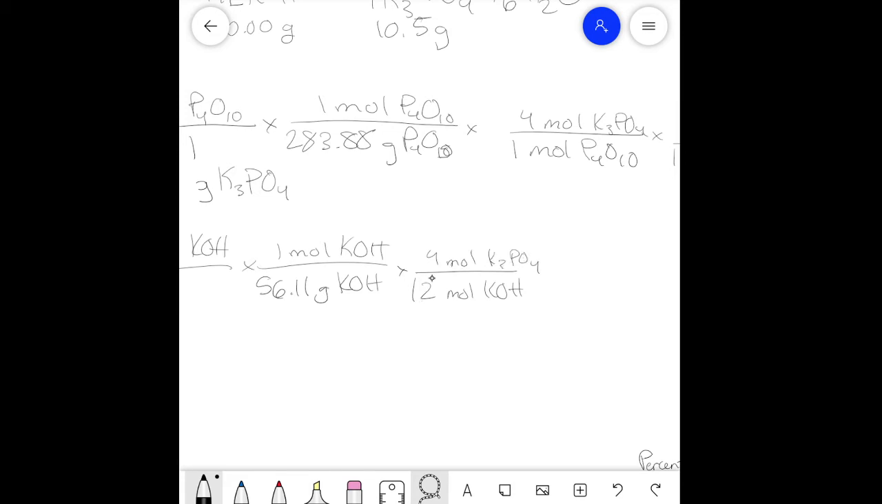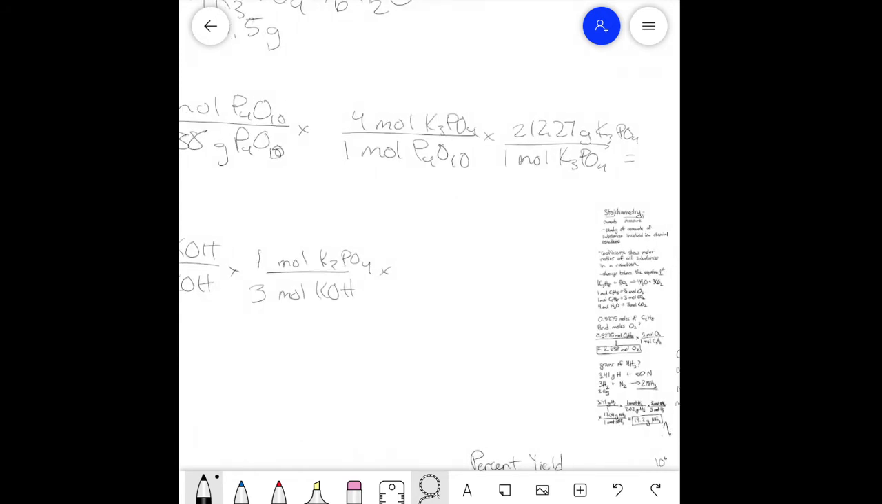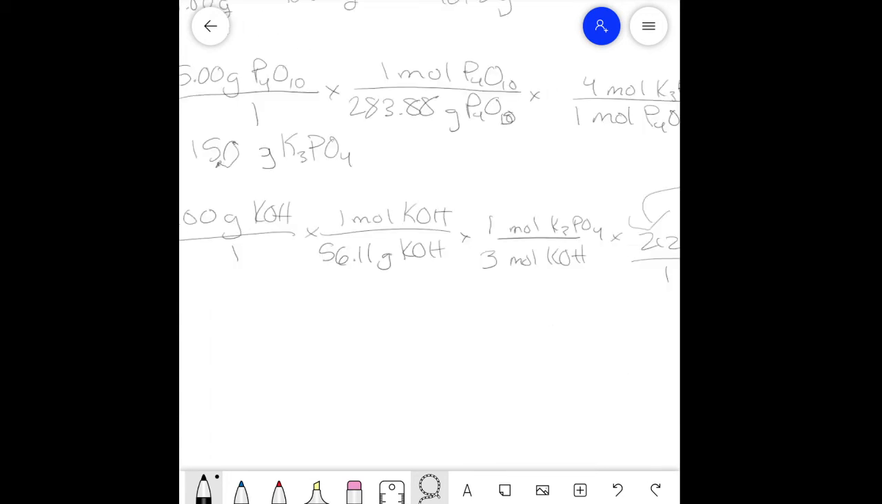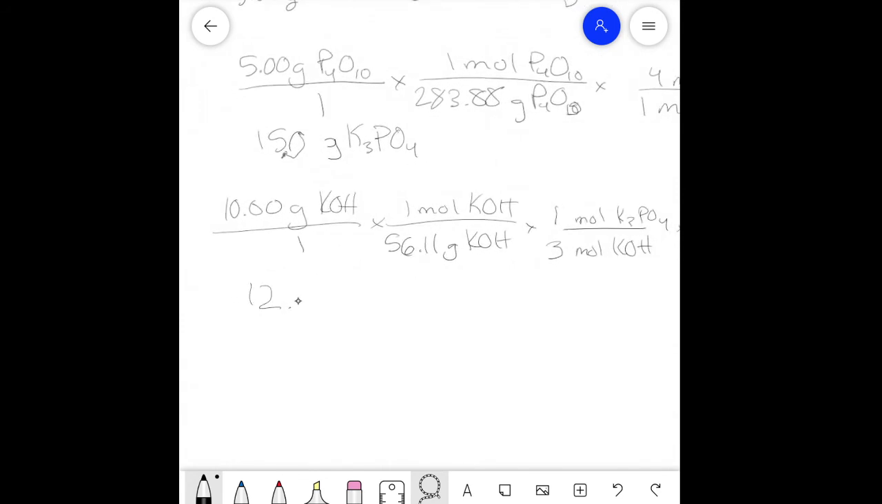But since 12 and 4 can be reduced, like, in math, you always have to reduce your fractions. It's best to do that here so you have less to type in. This could be 1 and 3. And then this part of the equation is going to be the exact same from here. So we're going to have 212.27. Since we're going to the same product, it's the same. 1 mole. And this will give us 12.6 grams K3PO4.